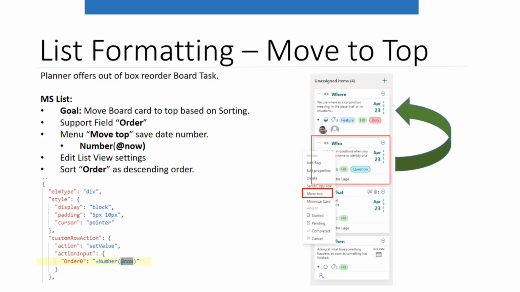I have a support field that is called order, and in this field, I save the date, and because the date can be transformed to numbers, the latest will be the higher number. So basically, since I'm ordering the column by ascending, the moment I define a card as top, it's going to move the card to the top based on the sorting that I defined on the field. As you can see, it will be a menu and the option will appear there.